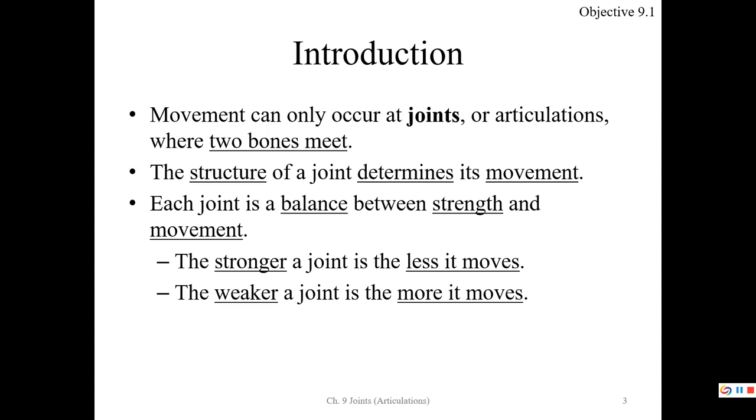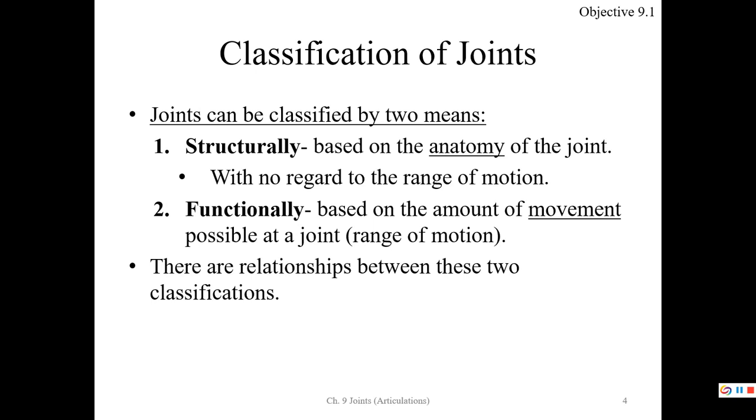Now, if we look at the same kind of thing, structure determines function, we're going to see that. What we're also going to see is this balance of strength and movement. Basically, the stronger a joint is, the less it moves. So we're sacrificing movement for strength. And the weaker a joint is, the more it moves, so we're sacrificing strength for mobility. Okay, the stronger the joint, the less it moves; the weaker the joint, the more it moves. Basically, you see a trade-off between strength and mobility.